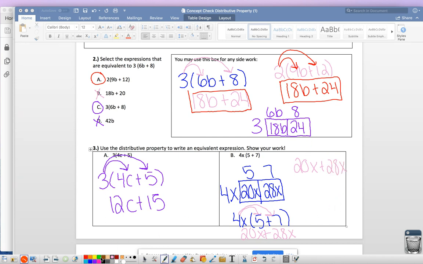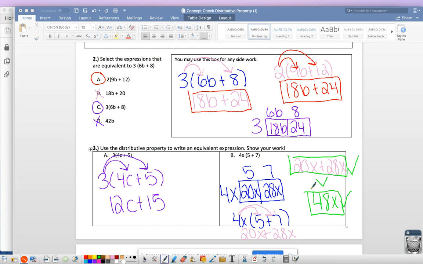Now, some of you, when we originally took this, took it even further. So this is a correct answer, but some of you went above and beyond. With 20x plus 28x, you can actually combine those because they both have x. And some people wrote 48x, which was awesome, okay? But this 20x plus 28x is still a good answer. 48x is like an above and beyond answer, okay?